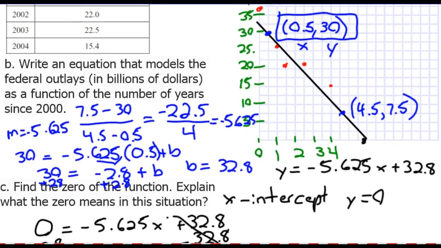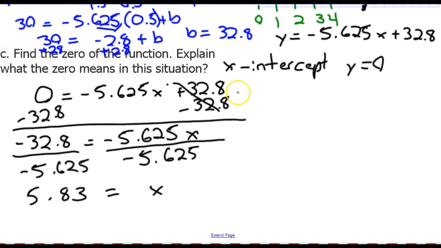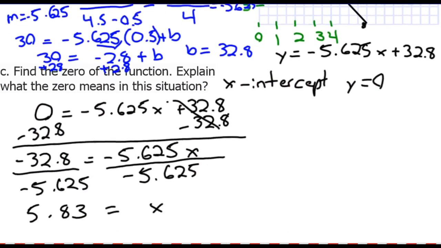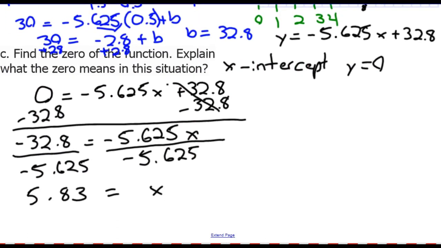What this means is that almost 6 years past 2000 is where our federal outlay is going to hit $0. So that's where we run out of money.